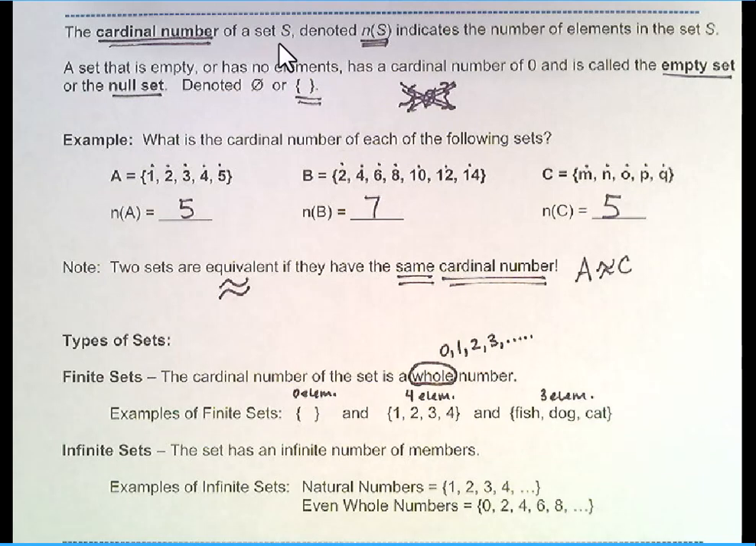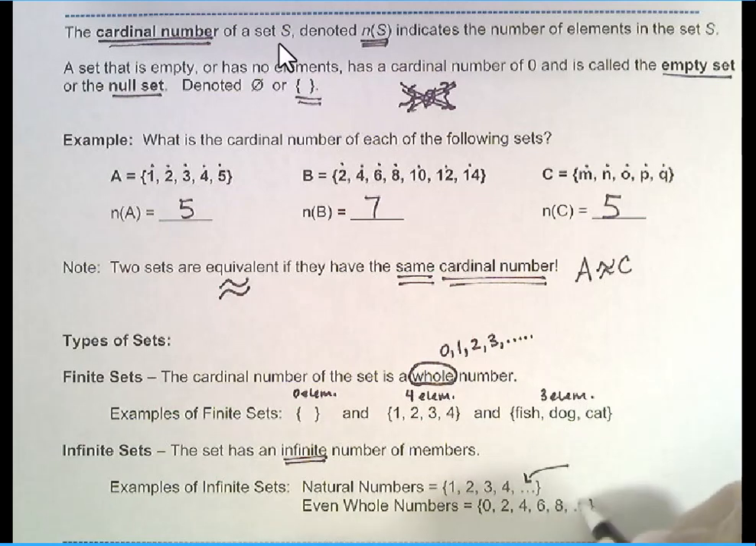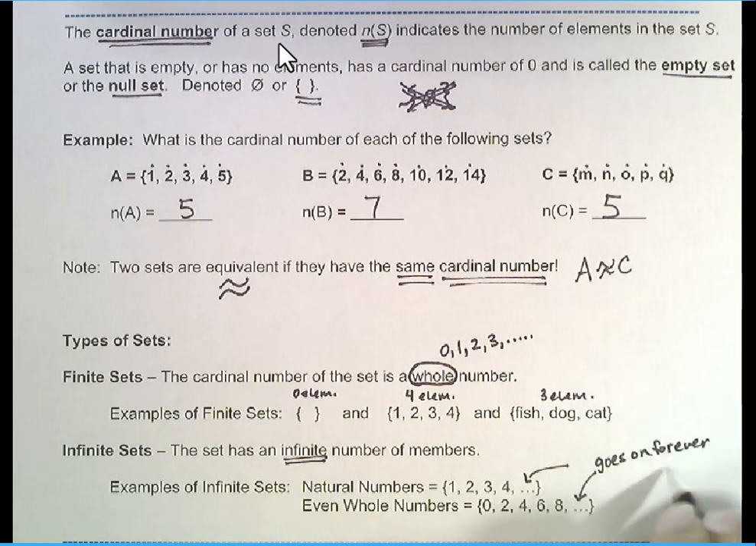An infinite set would have, well, an infinite number of members, meaning these are going to be the sets that have the ... in them. So natural numbers, for example, that's 1, 2, 3, 4, etc. See the ... that goes on forever. That would be an infinite set. The even whole numbers, so the whole numbers that are even, 0, because 0 is technically an even number, 0, 2, 4, 6, 8, etc., etc. This goes on forever. That's a way to say infinite. Both of those sets are infinite. So that's the difference between a finite set and an infinite set.